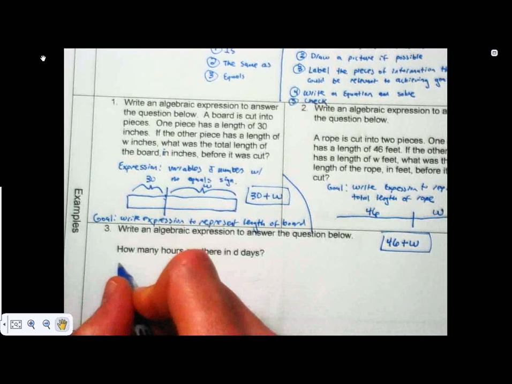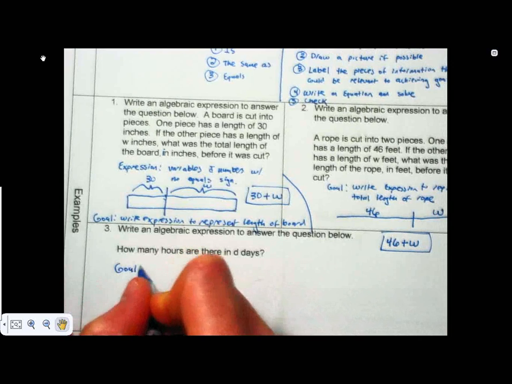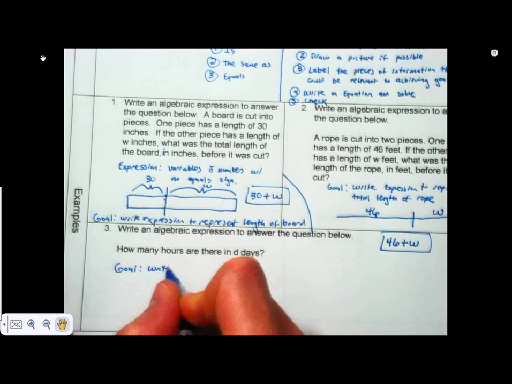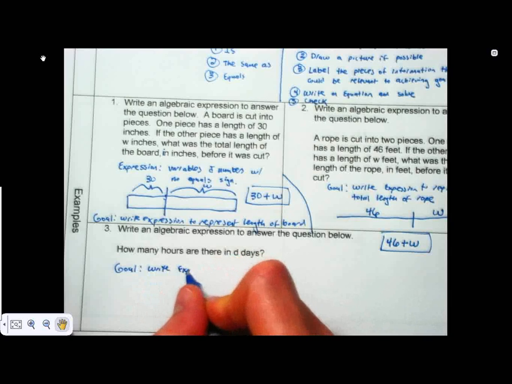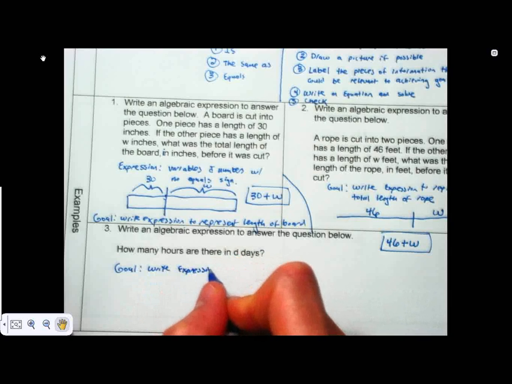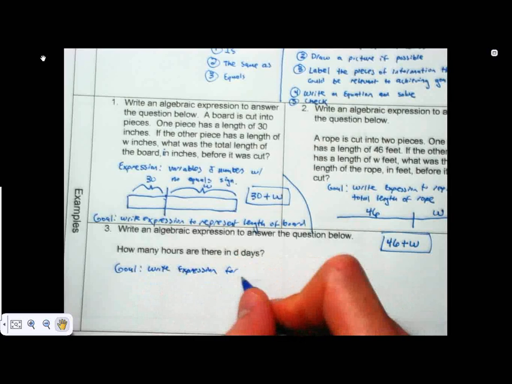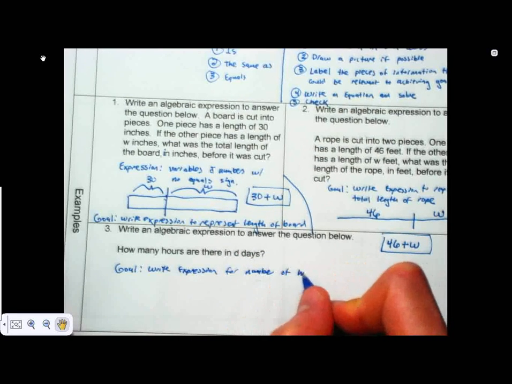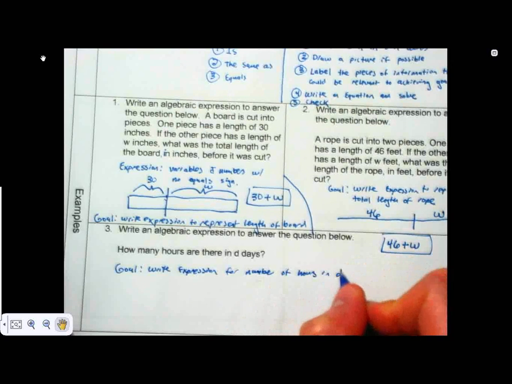Okay, so for number 3, again, our goal, I see how many here. So this is where I can find the question, what they're asking me to do. They're saying how many hours are there in D days. So our goal is to write an expression for the number of hours in D days.